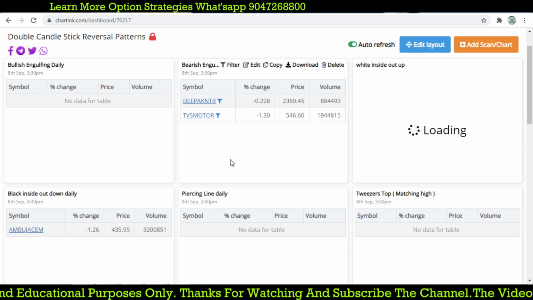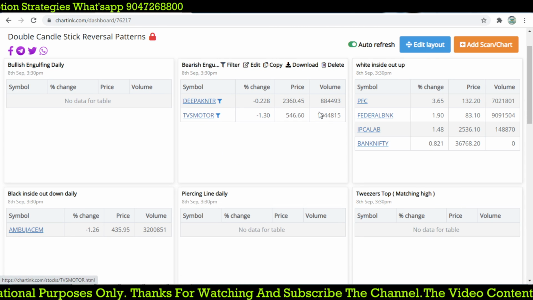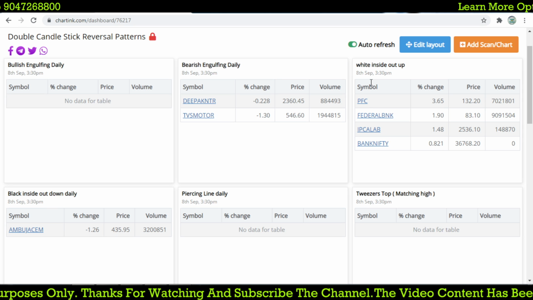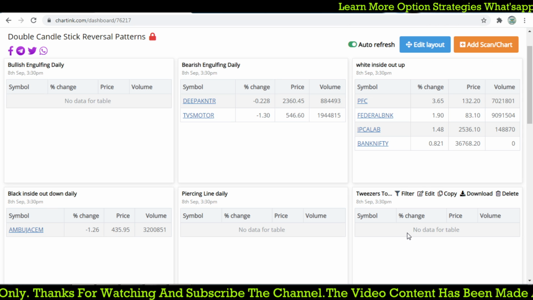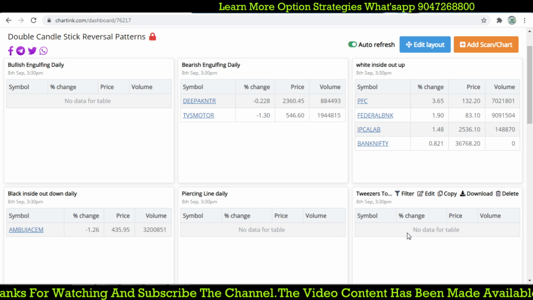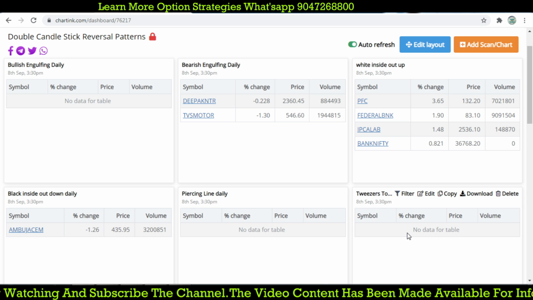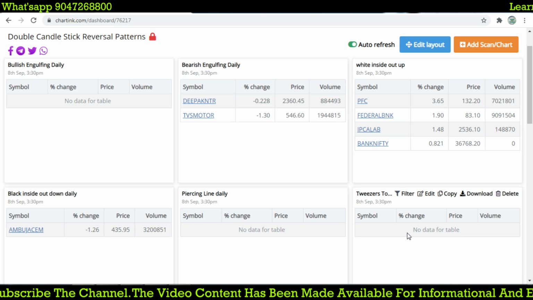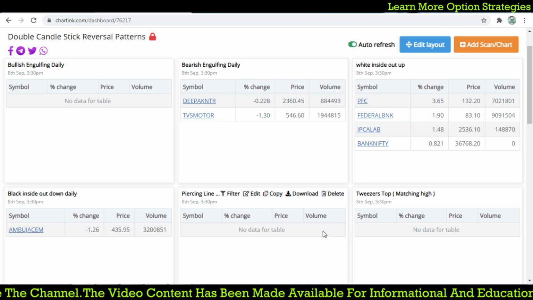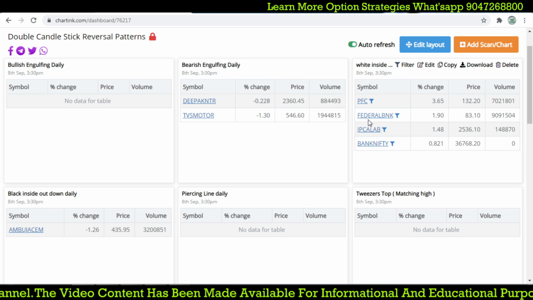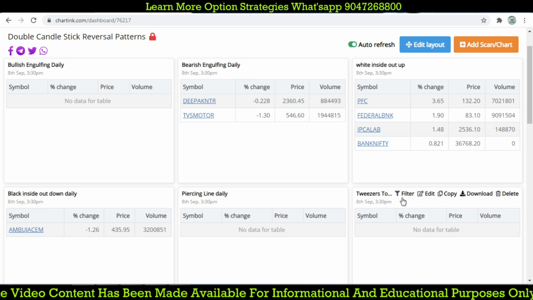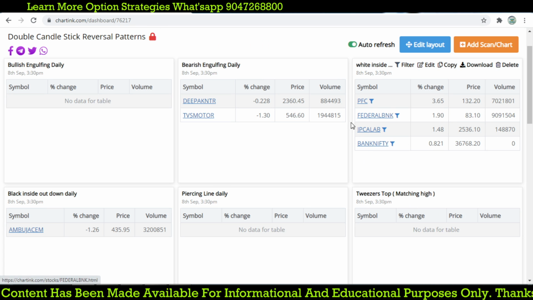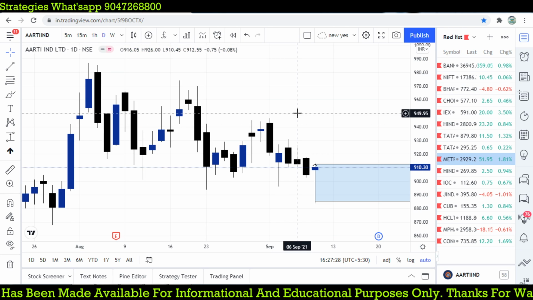What kind of bearish engulfing: Deepak Nitrite, TVS Motor. White inside up, where you see PFC, Federal Bank, IPCA Lab, and Ambuja Cement forming an inside out down. So these stocks we can focus on. PFC and Ambuja Cement look good. Bank Nifty I don't go for, and Federal Bank I don't go for because of less value. This one also I'm not going to take. PFC and Ambuja Cement are what I focused on here.